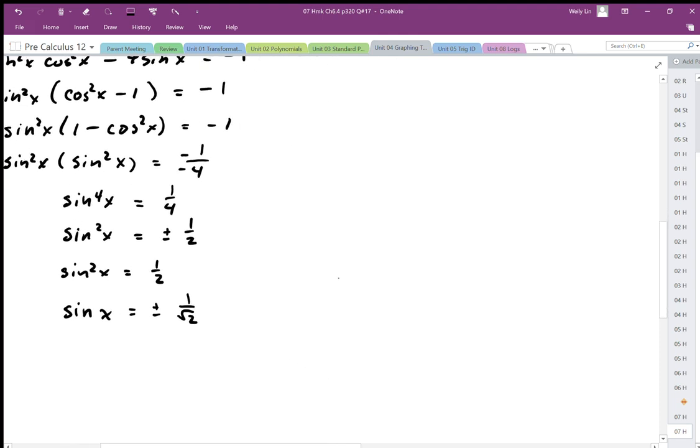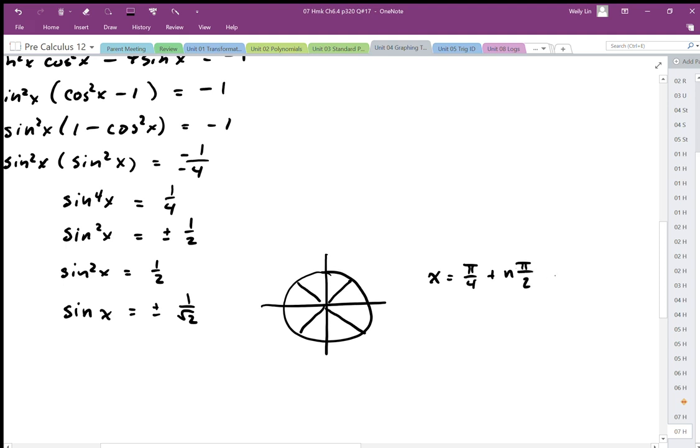We can solve for x then. We know that it's going to be in the 45-degree positions in every quadrant. So we have pi over 4. x is equal to pi over 4. And then each solution repeats itself every 90 degrees. So it's going to be plus n pi over 2, where n is an integer. So there's our solution, and then we've generalized it for all values, because this is one set of solutions and it just repeats itself every 2 pi.